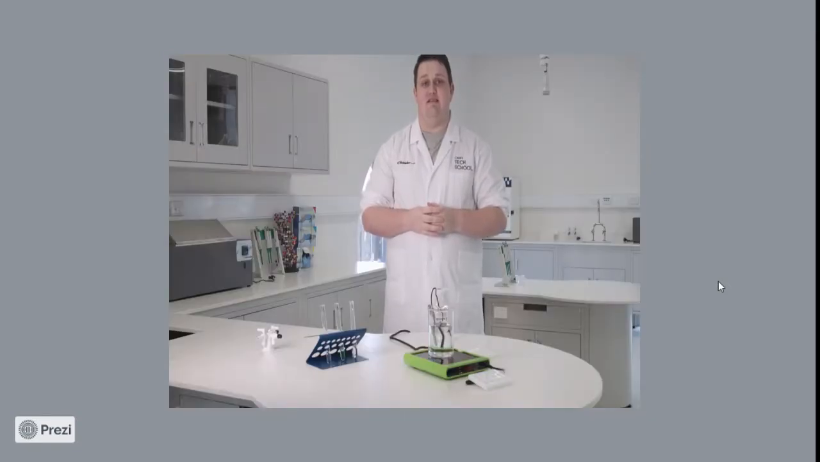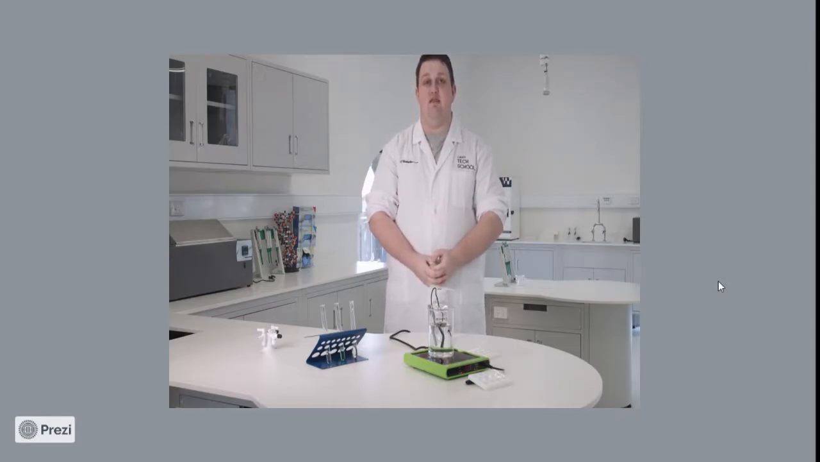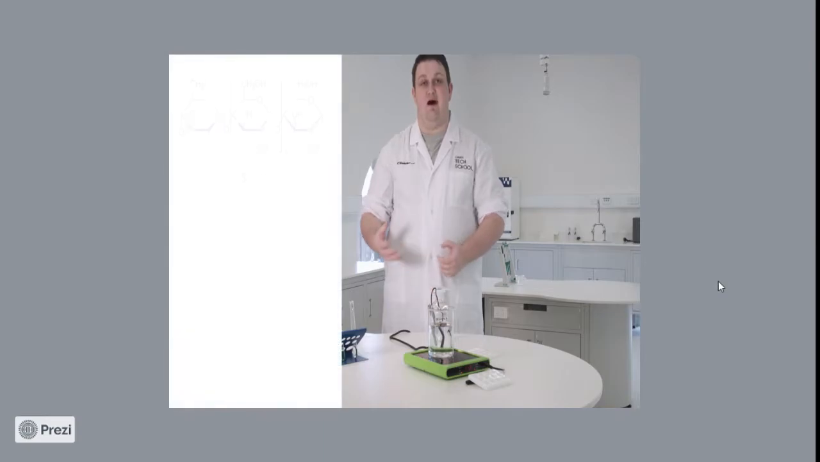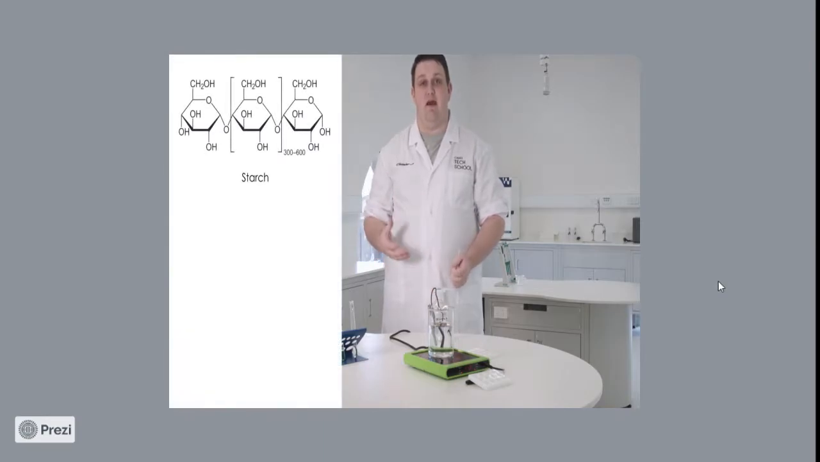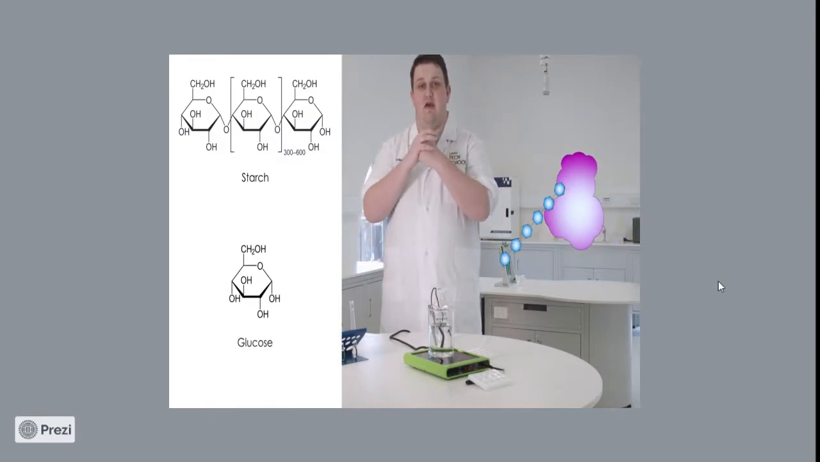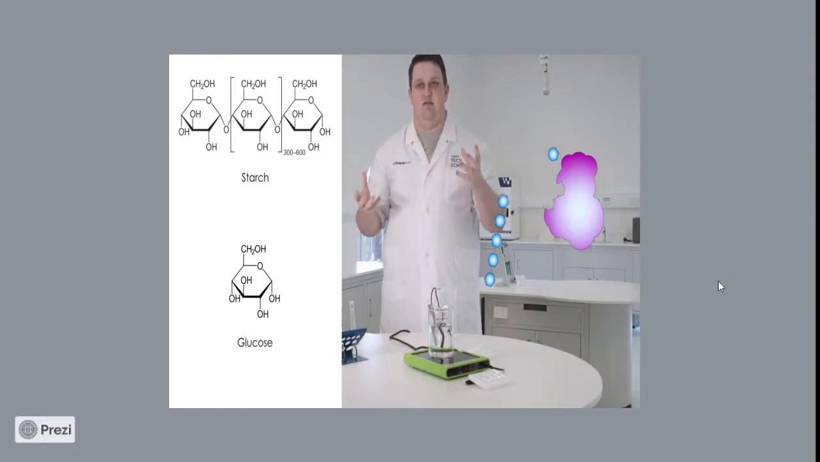So today we're going to be investigating some factors that affect enzyme activity. We're going to be using the enzyme amylase, which is found in our saliva and is part of our digestive process. Amylase is a catabolic enzyme that catalyzes the breakdown of starch into glucose. So starch is a polymeric substance made up of monomers of glucose. The starch fits into the active site of the amylase enzyme, and the amylase then catalyzes its breakdown into its subunits.